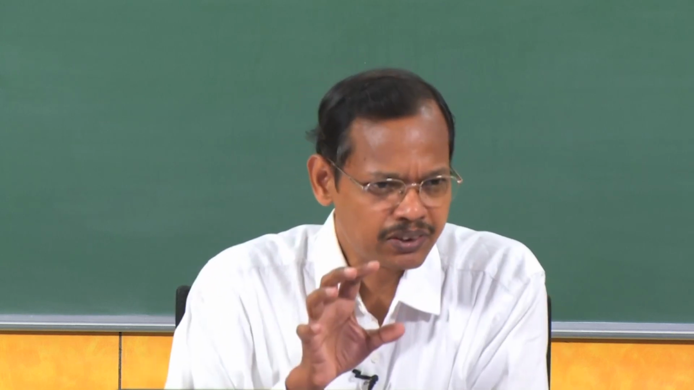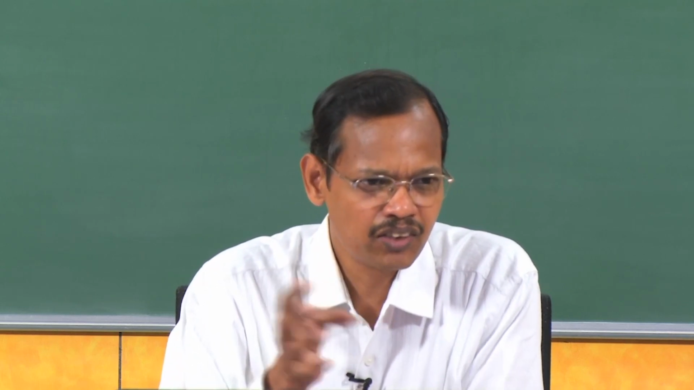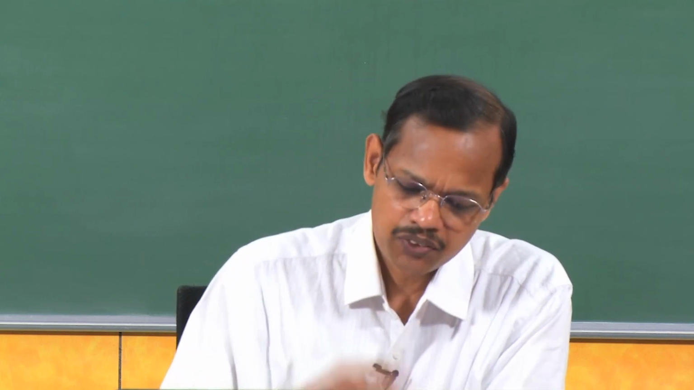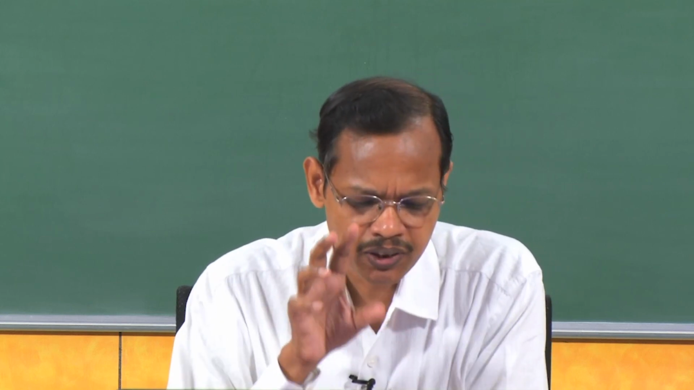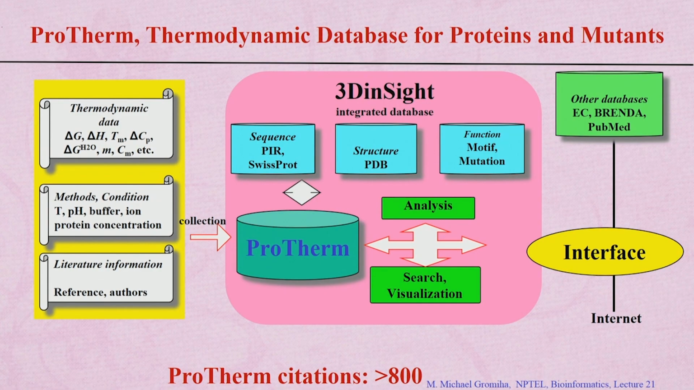So, how to make a database? What are the important factors we need to consider for developing a database? First, you need to put in the important information you are interested in. Here I put thermodynamic data for the proteins and the mutants. So, put the protein here, this is the database name. Mainly we give the data. So, what experimental data do we get?